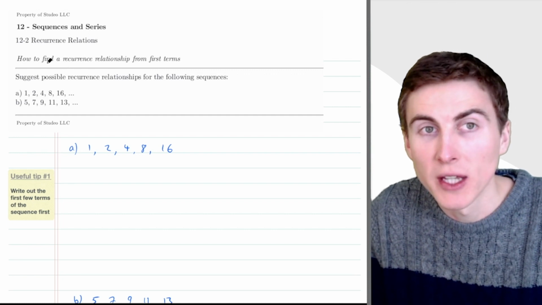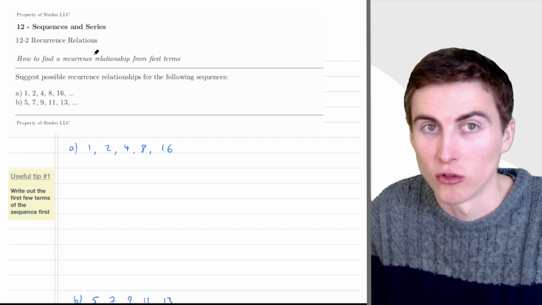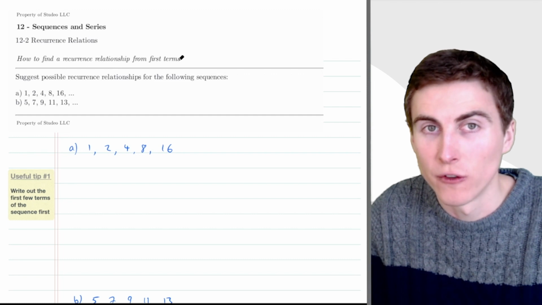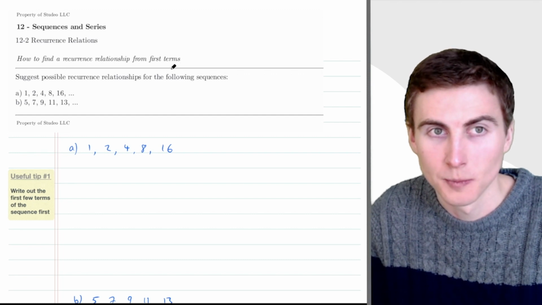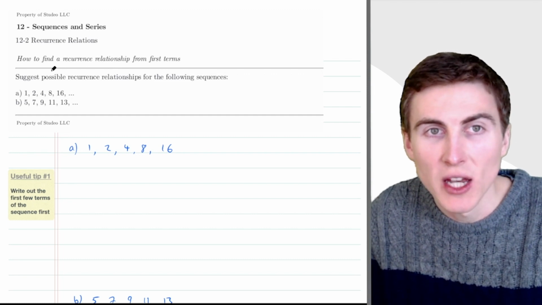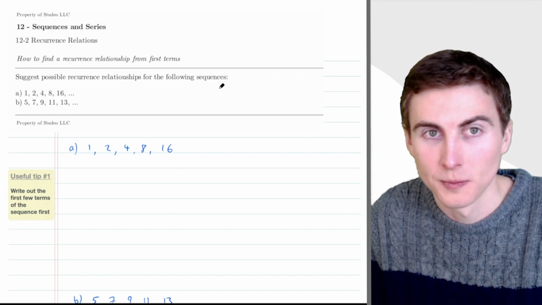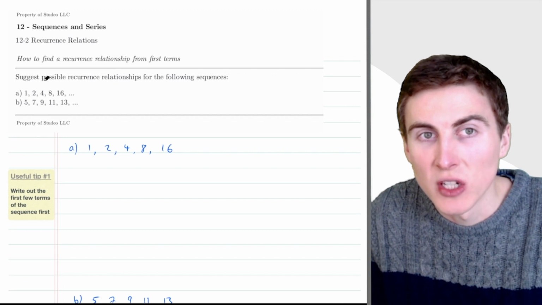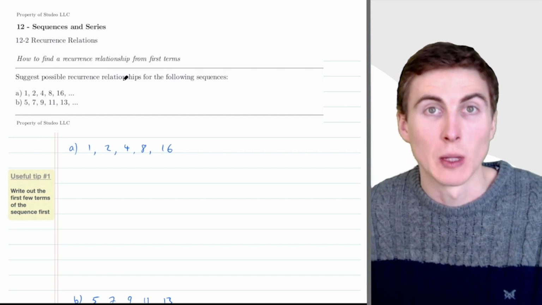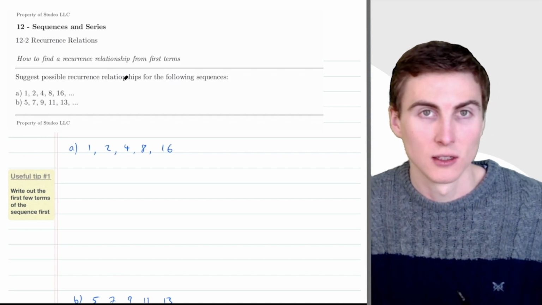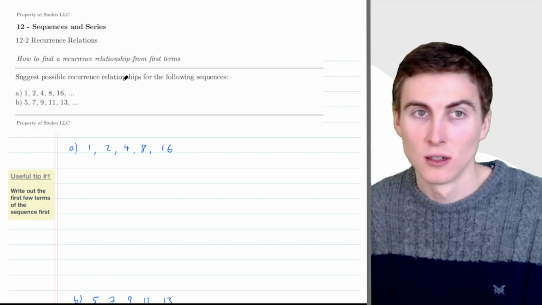In this video, we're looking at recurrence relations again. This time, we're looking at how we can find a recurrence relationship if we're given the first few terms of a sequence. This one says, suggest possible recurrence relationships for the following sequences. Notice that they said suggest possible recurrence relationships, because sometimes there's more than one way to write it. So there isn't just one correct answer.